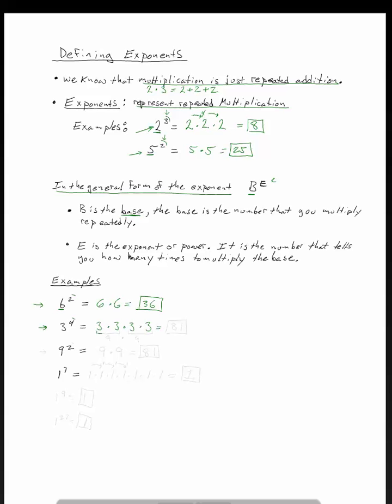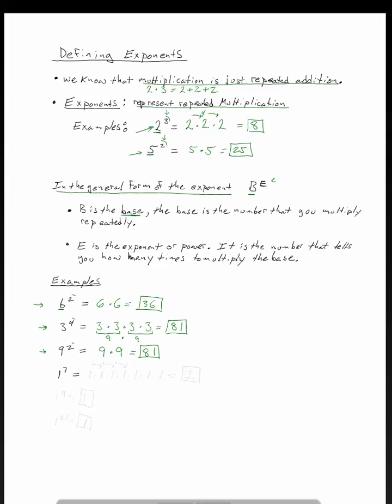But an easier way to do it is to group them in pairs. We know 3 times 3 is 9, and this other 3 times 3 is 9. And then we can do 9 times 9, which is 81. In our third example, we have 9 to the power of 2. So that's 9 times 9, which is also 81.